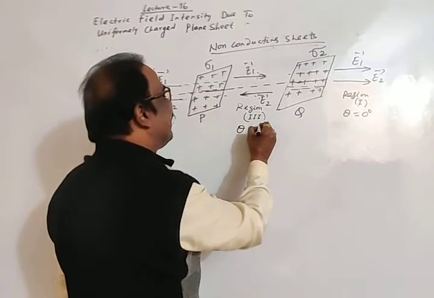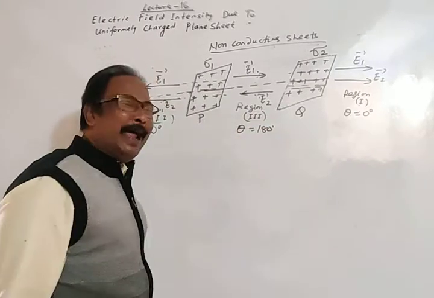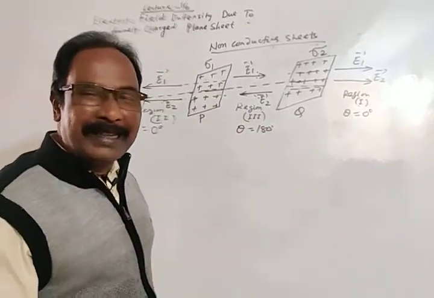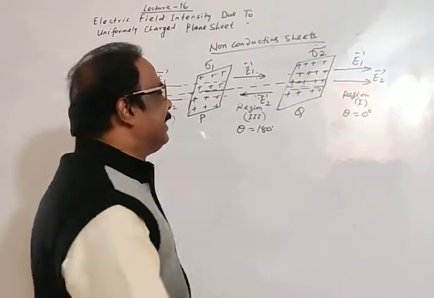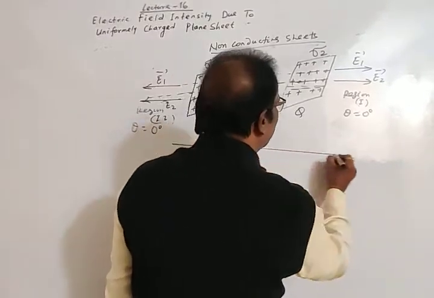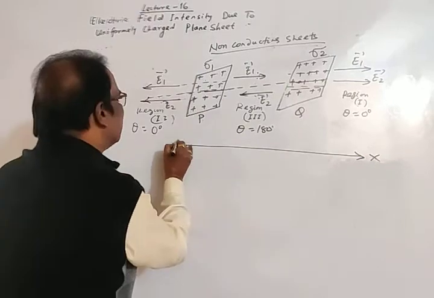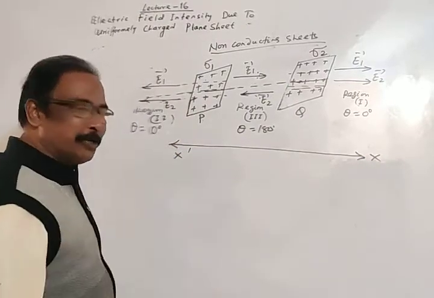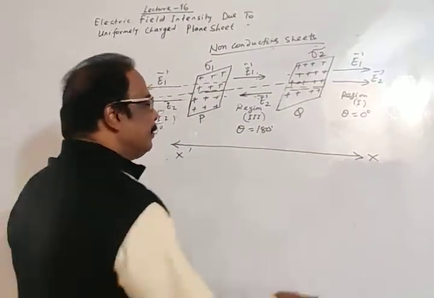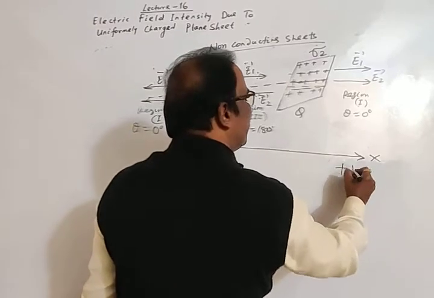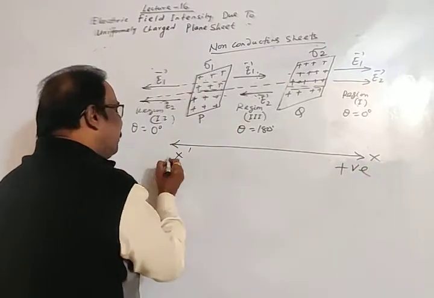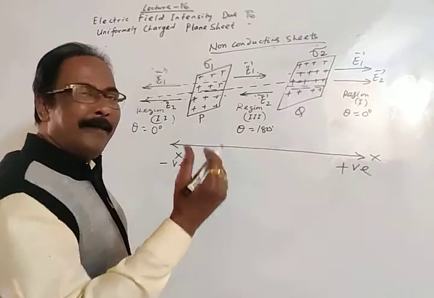So here, theta is 180 degrees, and we know electric field intensity is a vector quantity. Then about direction, this is along the positive x-axis, this is along the negative x-axis. We may take a sign convention: for the positive x-axis, we take the sign positive, and for the negative x-axis, we take the sign negative.